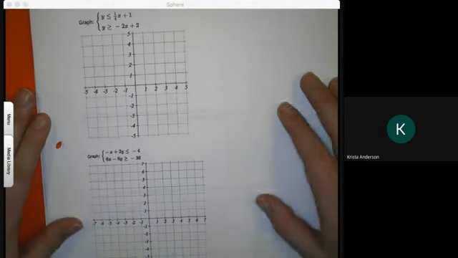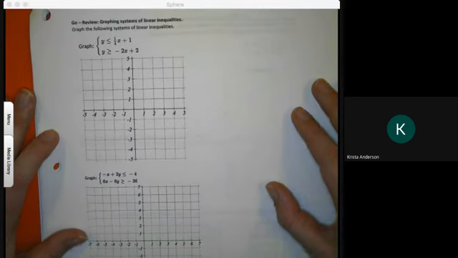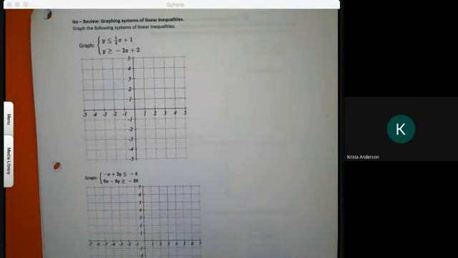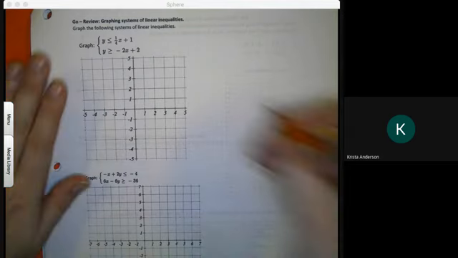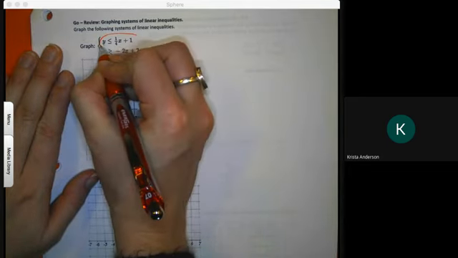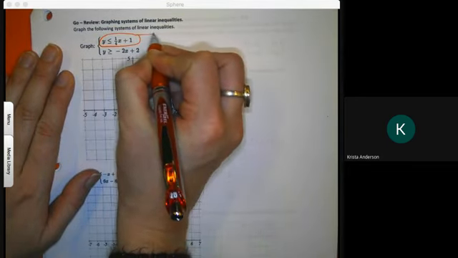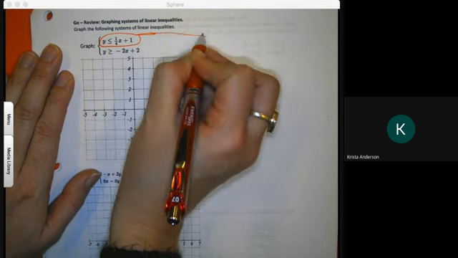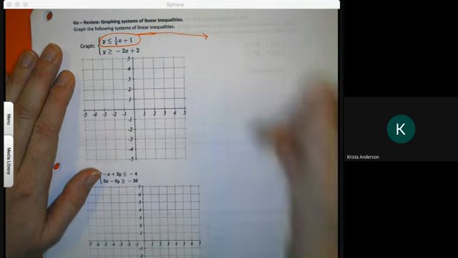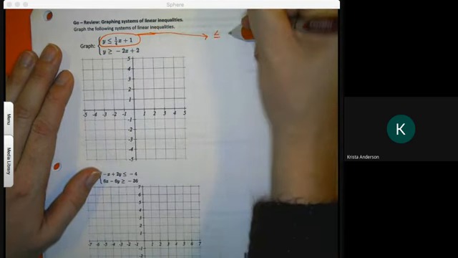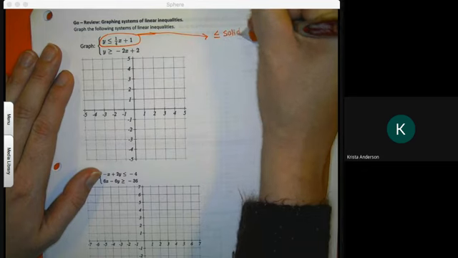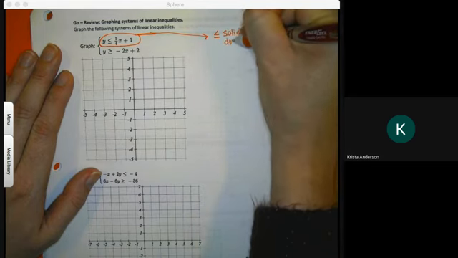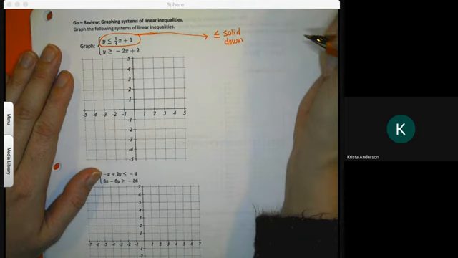Last ones on your assignment for today are review on how to graph linear inequalities. My first two graphs are in slope-intercept form, so I'm going to pull that over here. My inequality means that my line will be solid, and I will shade down because it is less.